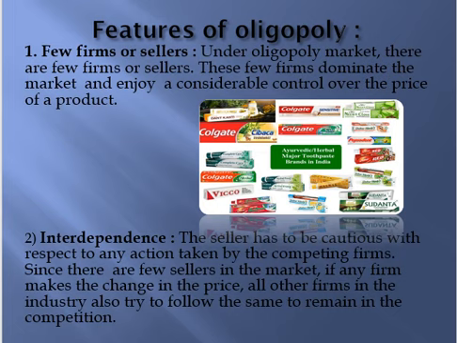Otherwise, it will be quickly thrown out and the demand for that particular seller's product will be the least. That is why the second feature talks about interdependence. A firm has to be dependent on the other firm, in terms of price, the offers, the discounts they are giving, and other things as well.